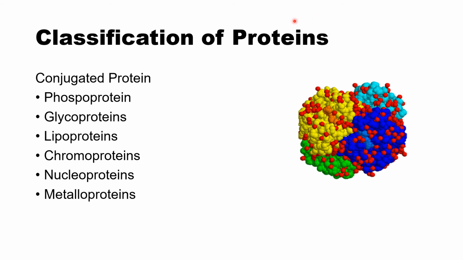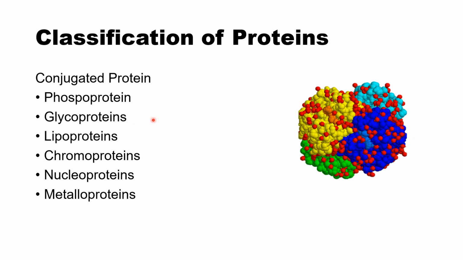Then nucleoproteins are compounds of high molecular weight associated with nucleic acid. And then metalloproteins, as the name implies, are a large group of enzyme proteins that contain metallic elements such as iron, cobalt, manganese, zinc, copper, magnesium, and many more. That is the metalloprotein.